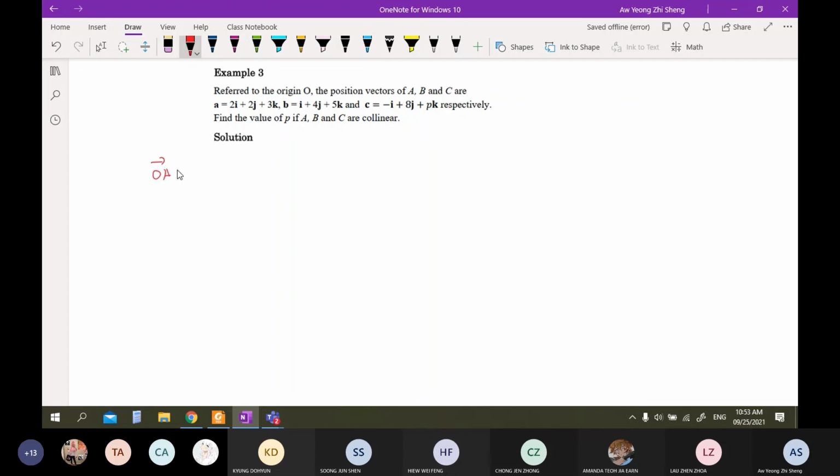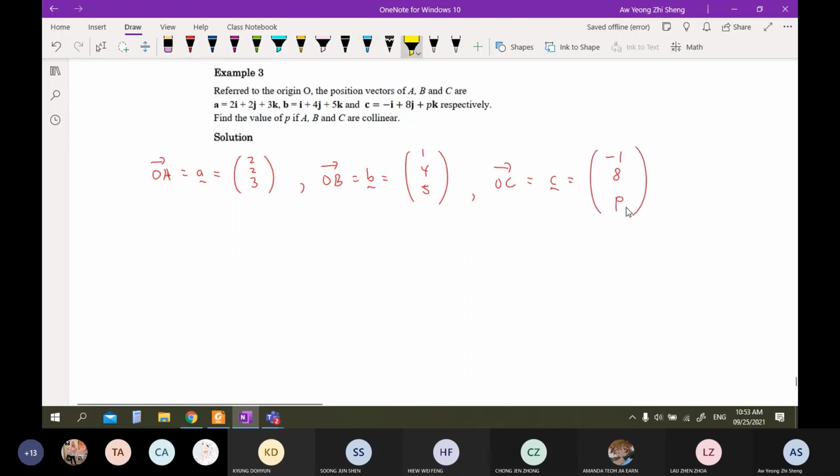And so I am given OA equals a, which is (2, 2, 3). OB is given as b, which is (1, 4, 5). OC is given as c, which is (-1, 8, p). Here's the unknown p. Now they say find the value of p if A, B, and C are collinear. A, B, C are collinear.